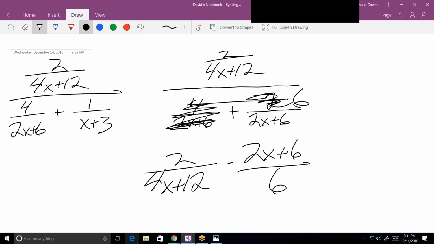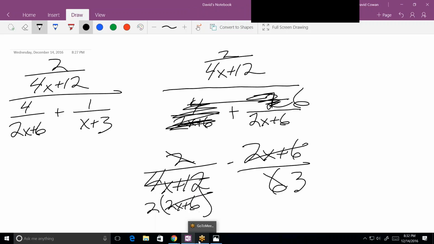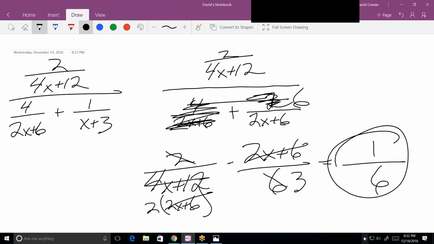Now, notice that I can take that 2 and turn it into a 3 by dividing top and bottom by 2. And then notice that this is exactly twice that. In other words, I can factor a 2 out of that so that it's 2 times 2x plus 6. And then cross out the 2x plus 6, and I'm left with this 2. So now what do I have? The only thing I have left in the numerator is 1, because everything's been crossed out. And in the denominator, I have 2 times 3, which is 6. Here's my answer.